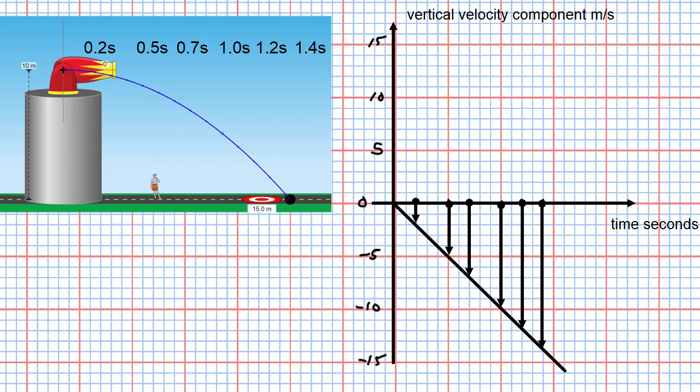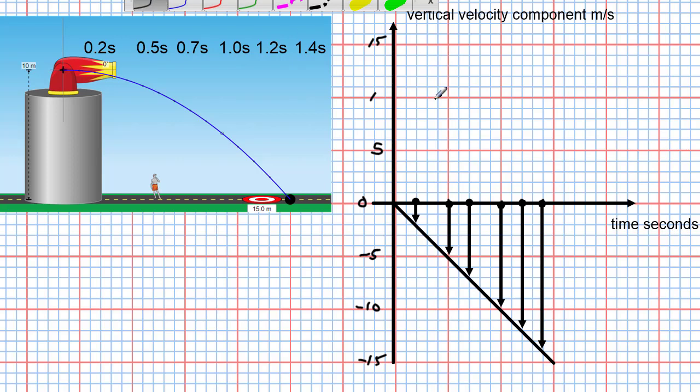Now a very interesting thing we can do now is decide to work out the gradient of that graph, because if the gradient comes anywhere near the acceleration of gravity, then we have done a lot of studying on projectiles. Now that we've got our vertical velocity component graph drawn, all we have to do is work out the gradient of the graph. And the gradient of the graph is going to give us a value for the acceleration.